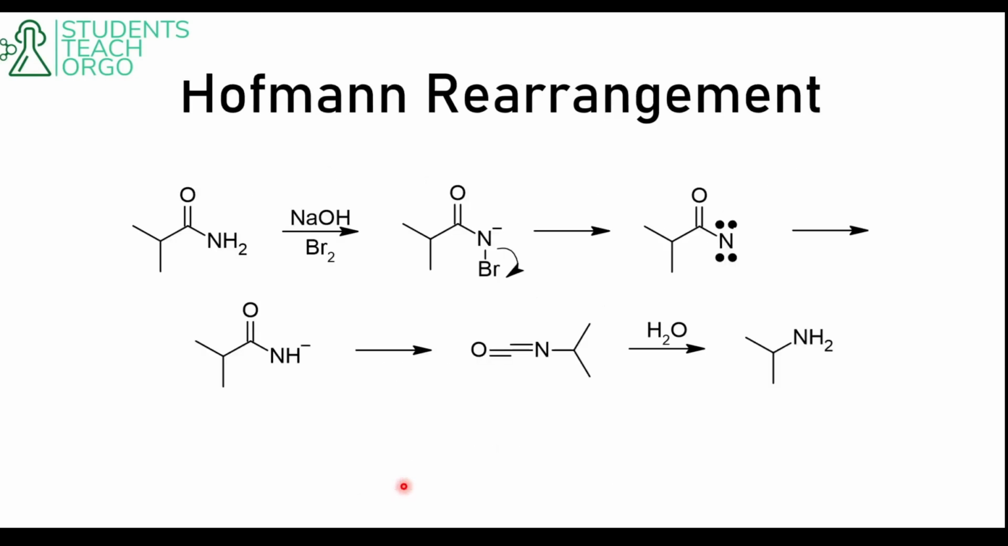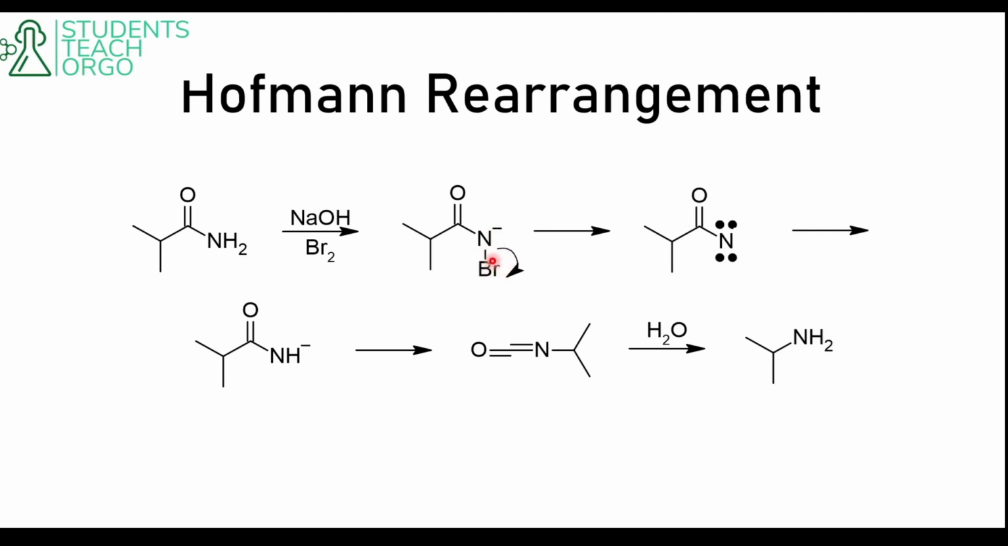Okay, and very similar to the Curtius rearrangement, but a little bit different, is the Hoffman rearrangement. Here we're starting with an amide as opposed to an acyl chloride, and instead of using azide, we treat with NaOH and Br2. Now this will cause the nitrogen to be bound to one of the Brs and to lose both of the H's, and so the nitrogen gets this negative charge.